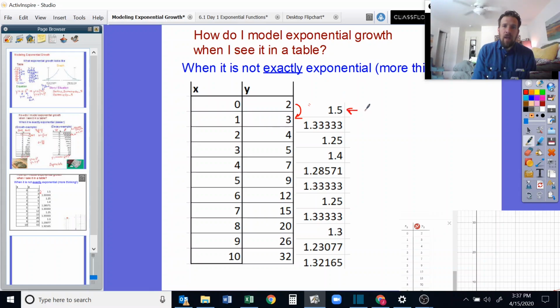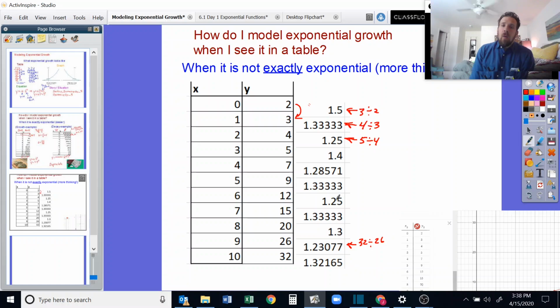This is what I get when I did 3 divided by 2. And here when I did 4 divided by 3. Again, I'm taking the next term, I'm dividing it by the term in front of it. So this one is what I got when I did 5 divided by 4. And so there's a little bit more calculation here. I did that for all of these terms divided by the term in front of it. And so, this one here is my 32 divided by 26.